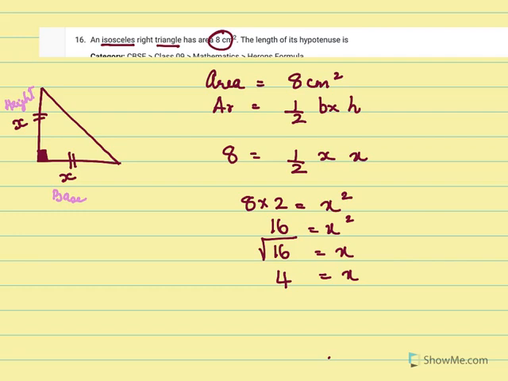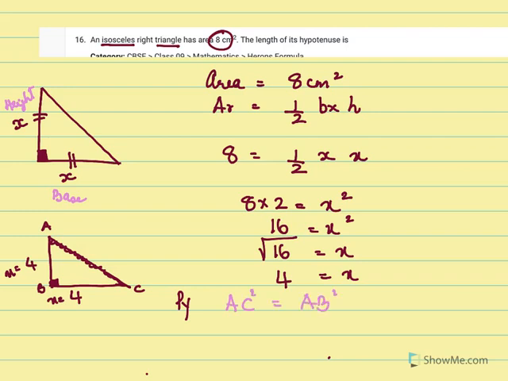Now we have to write the length of its hypotenuse, so we draw it again. So we know this is 4 and this is 4, we found that x and x, x equals 4. And we need to find the hypotenuse. So I'll just mark it as A, B, and C, and this is our hypotenuse. This is 90 degrees. So for the Pythagoras theorem, I can say AC square equals AB square plus BC square. Now AC square, AB is 4, square plus 4 square. So AC square is 16 plus 16, and AC square is 32.